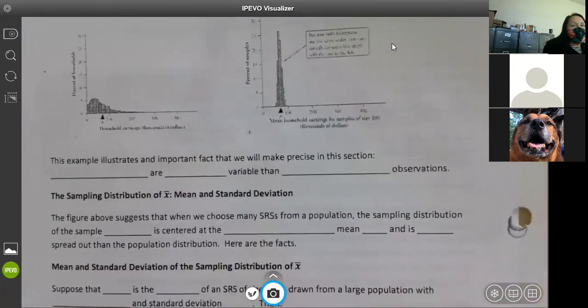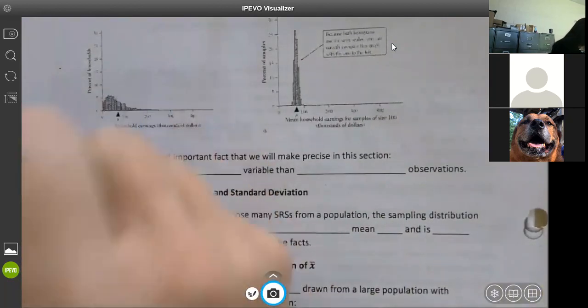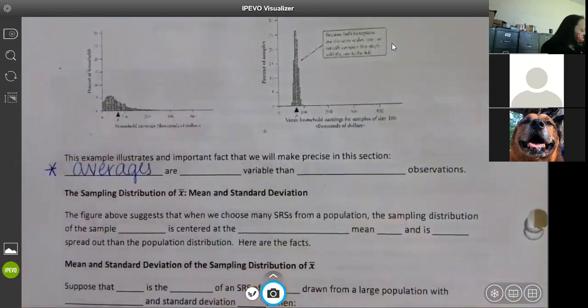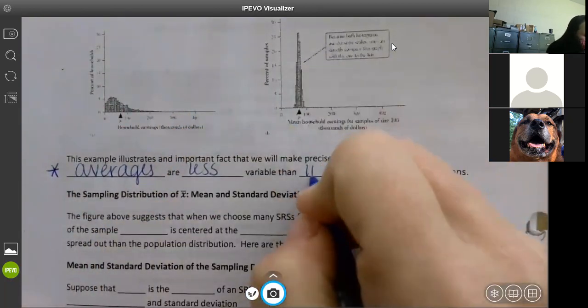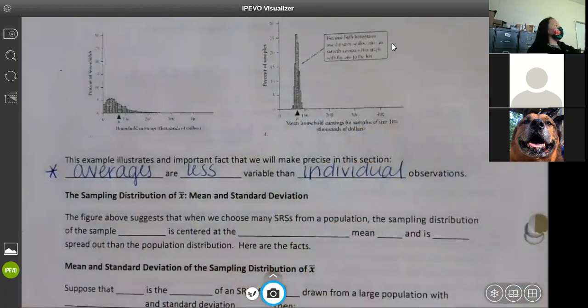So what does this say? This example illustrates an important fact that we make precise in this section. This is important. Averages are less variable than individual observations. So one sample has huge variation from the mean, where if we take an average of a bunch of samples, it'll be closer to that actual mean. So it'll have less variation.